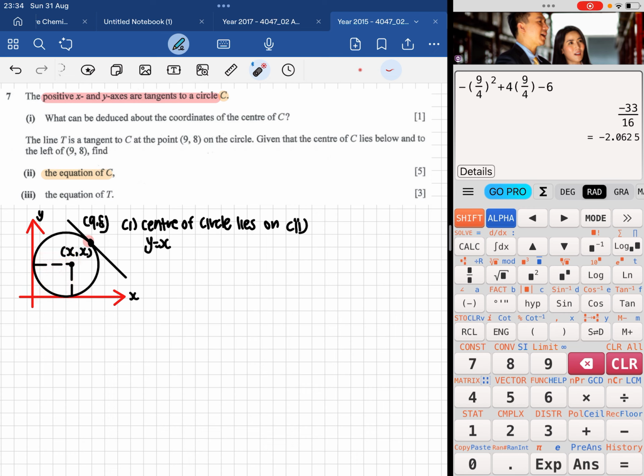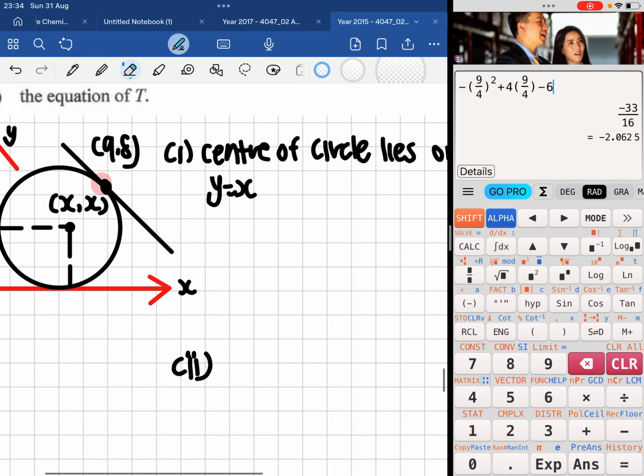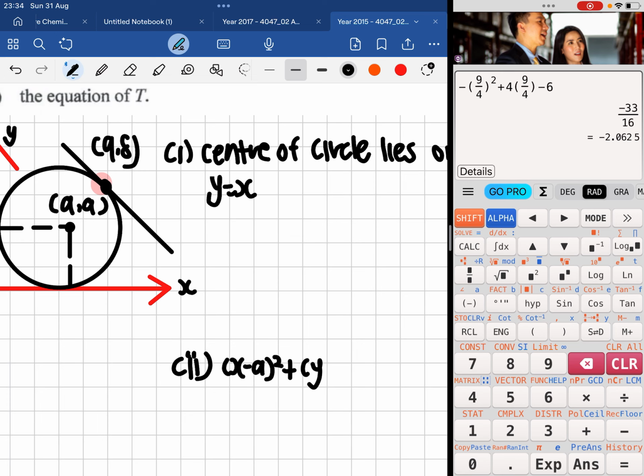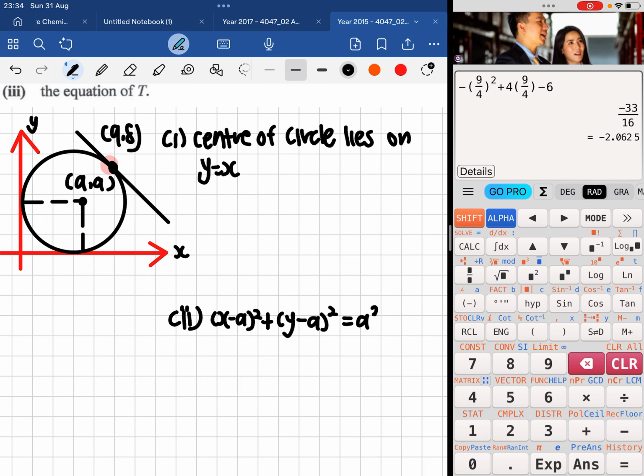So what we can do is, if we have the tangent, we try to form the equation of the circle. Now maybe I don't put x, x, I put a, a instead, because everything is also x. So my center of the circle is (a, a), so the equation is (x minus a) squared plus (y minus a) squared equals the radius a squared. This is based on my equation of the circle.